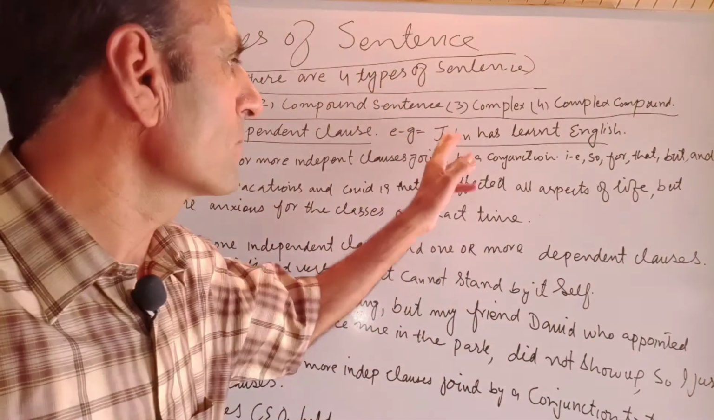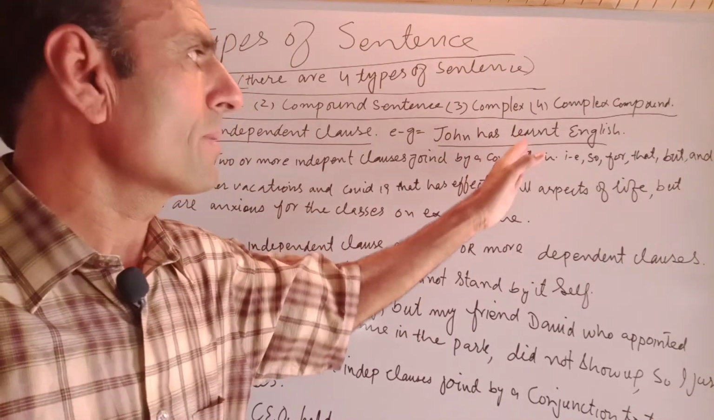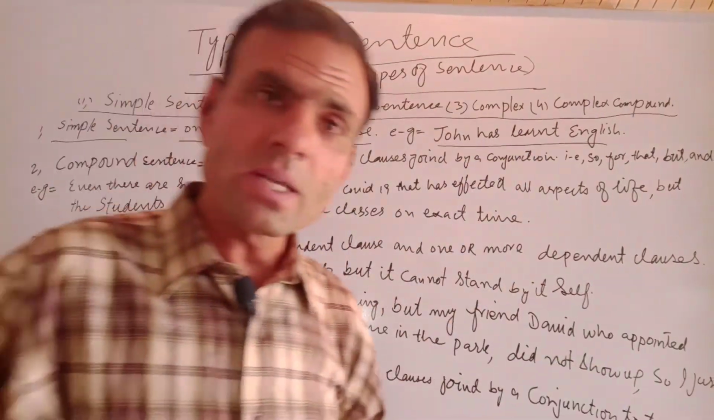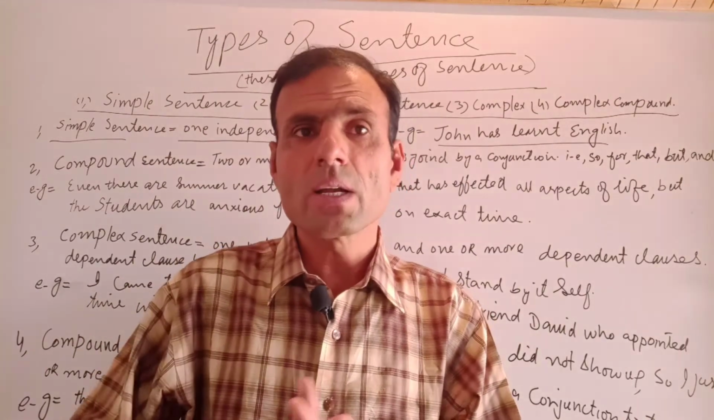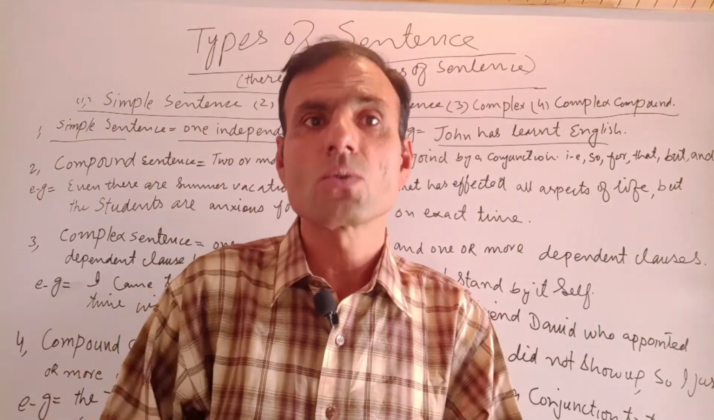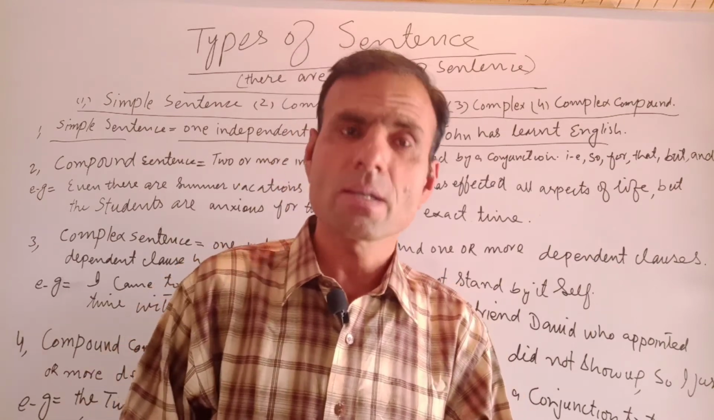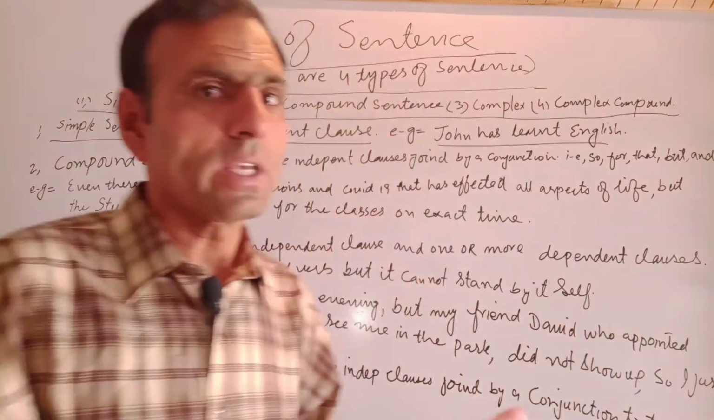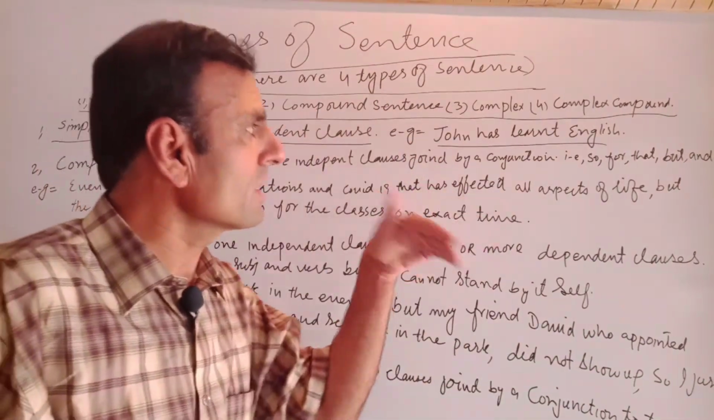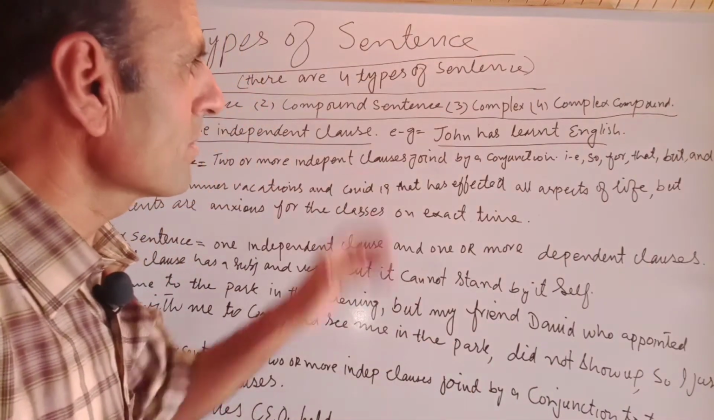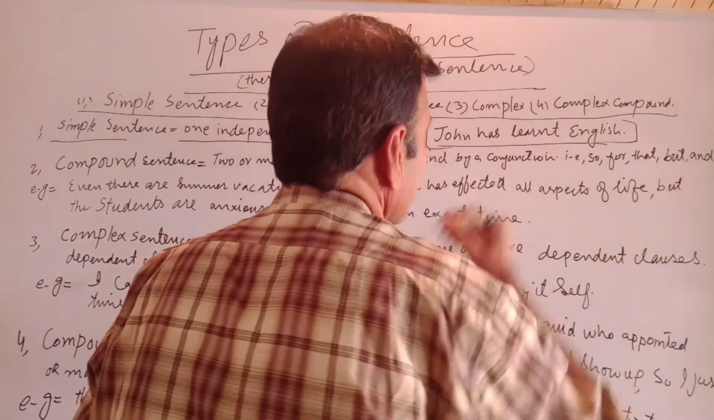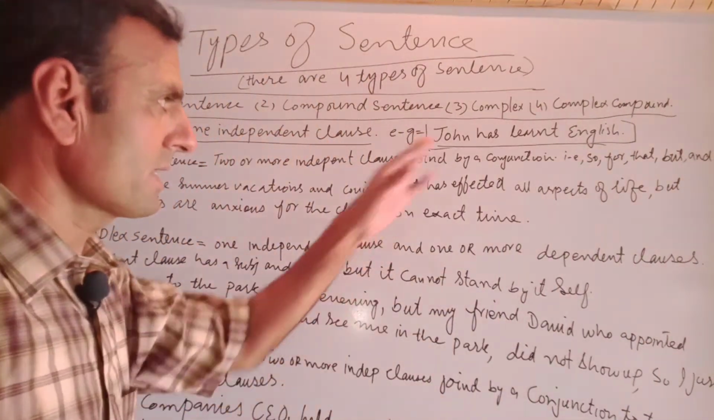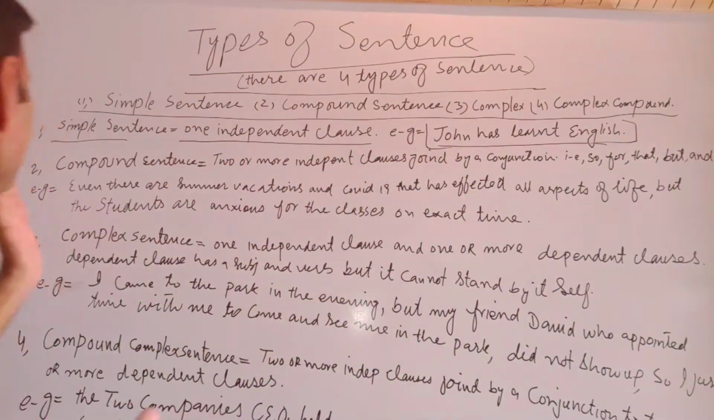For example, John, my best friend, has learned English in Worldwide English Language Center. He was in Worldwide English Language Center for the last 2 years, and now he has completed his English. We can add the complements, the material, more information, but this is one independent clause and gives us a complete idea that John has done something.